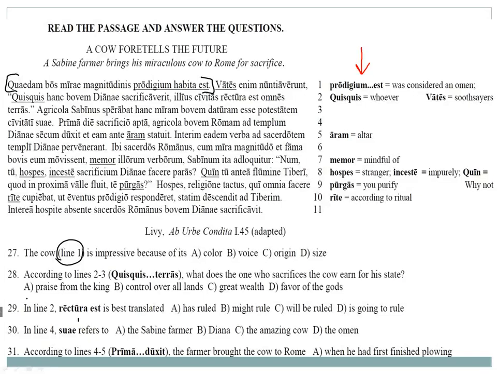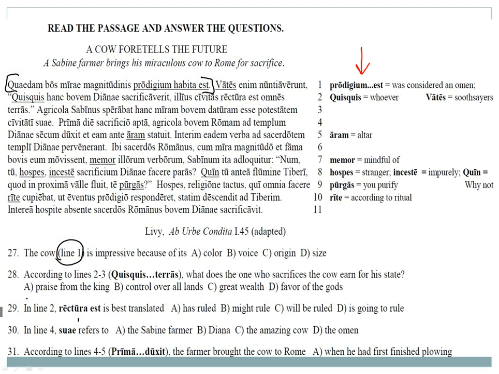Now I want to look at what my options are. Color, voice, origin, or size. I don't really want to translate this entire sentence because that'll waste time. So instead I'm going to look for any words that I might know that might give me a hint as to what the correct answer is. So I would just scan through this first sentence right here, this Quaidam vos mirai, and see if any words relate somehow to color, voice, origin, or size.